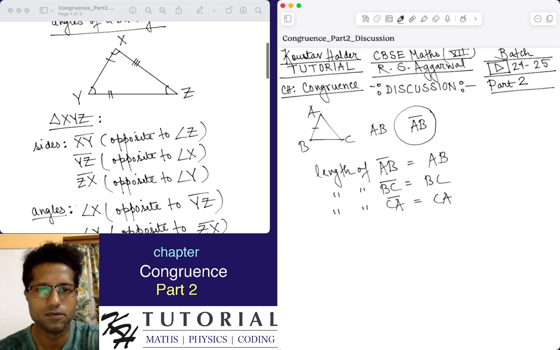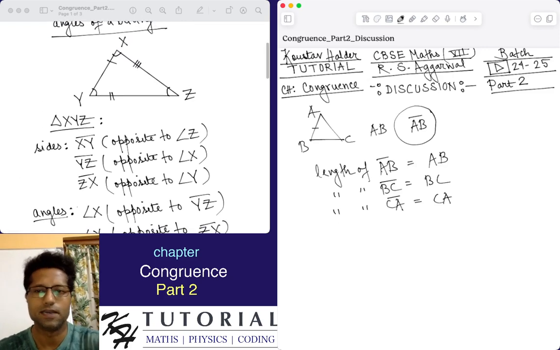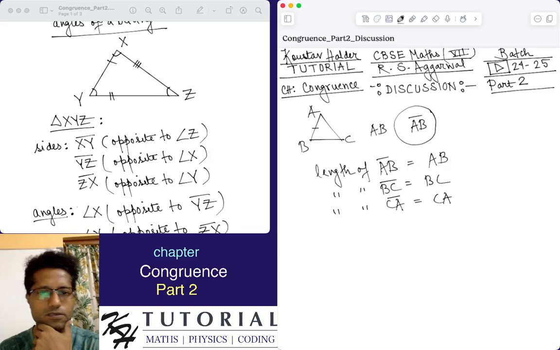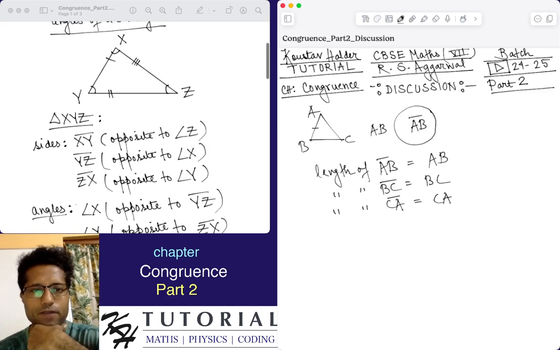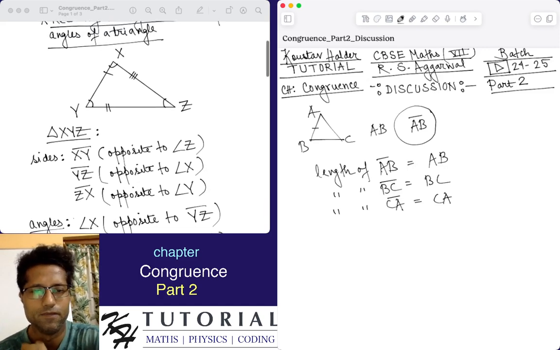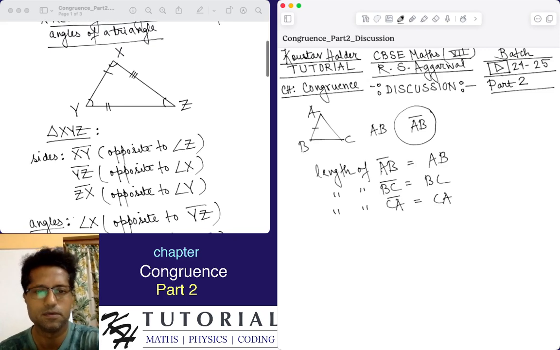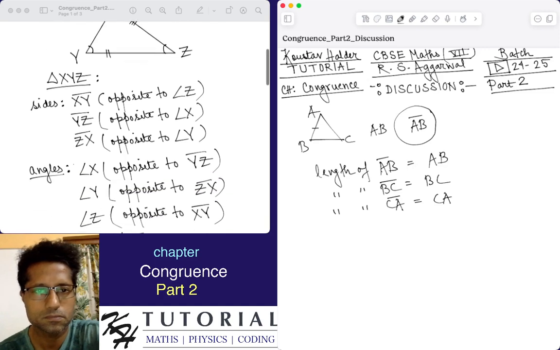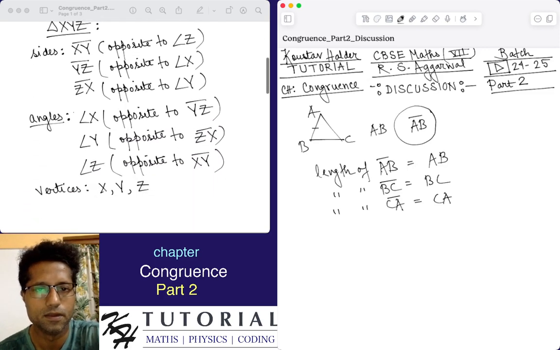The main thing is the sides, because the lengths of the sides will actually be used in determining the congruency of two triangles. So this is how, when we give a name to a triangle with three letters, we get the names of its sides. You should understand this very clearly.